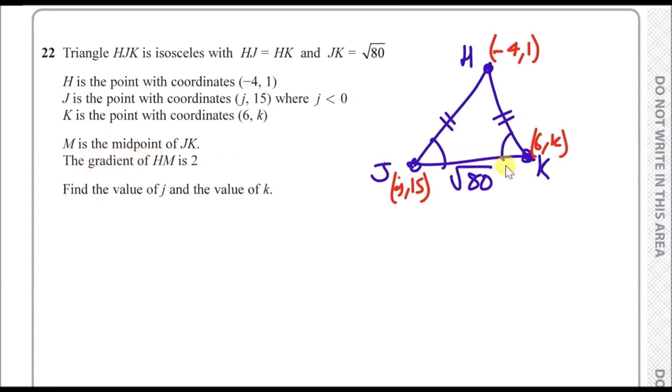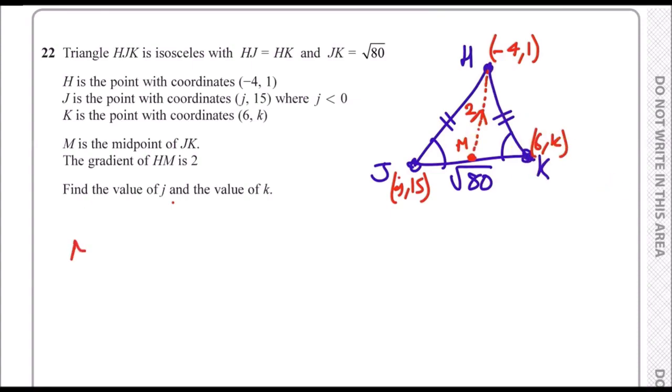Now M is the midpoint of JK. So let's say M is round here, yeah? Point M. And the gradient of HM, so where's HM? Okay, so we can imagine some kind of imaginary line, and it has a gradient of 2. So the gradient here is 2. Okay, guys, so now we've got everything done. Let's try and solve this. What I would personally recommend first, guys, is to try and find the coordinates of M in terms of j and k, and then we'll deal with the gradient part second, yeah?